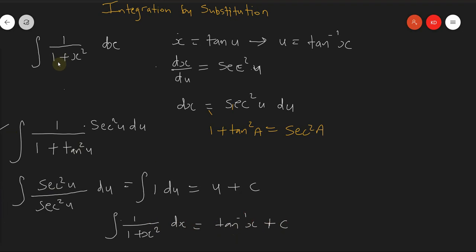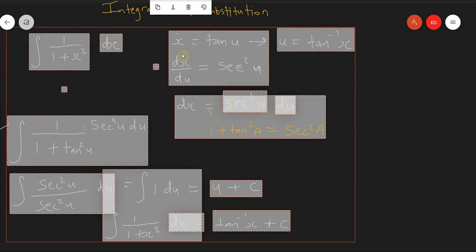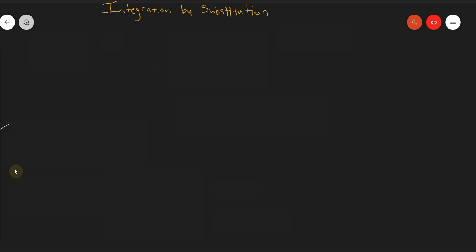And this is this problem, the integral of 1 over 1 plus x squared. That's something that you should know, I guess, that it's tan inverse of x. But it's good to do it by substitution. Alright, so let's just do more problems.